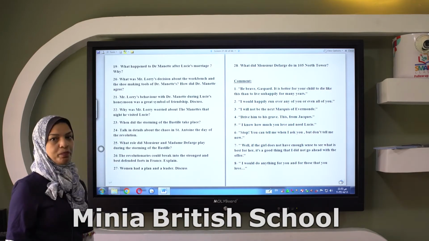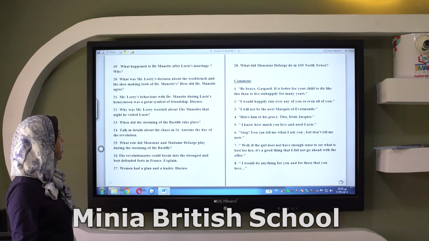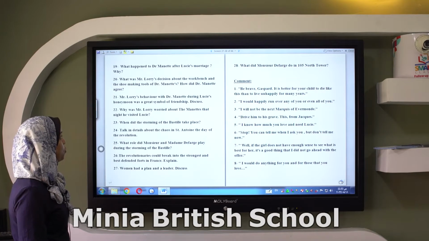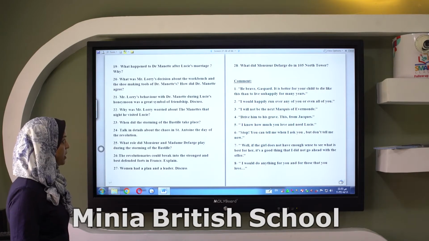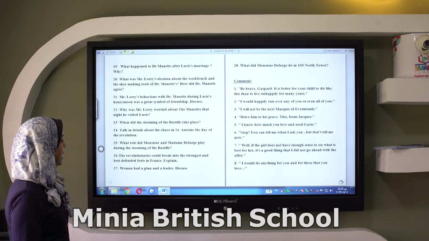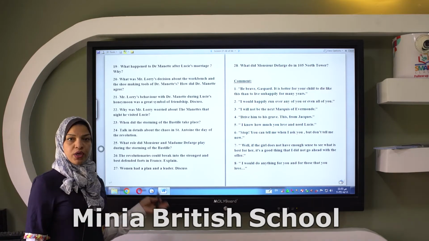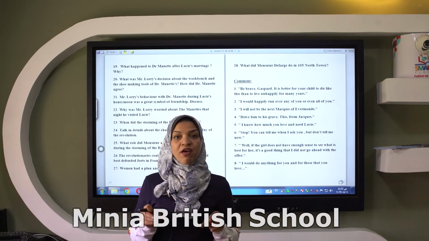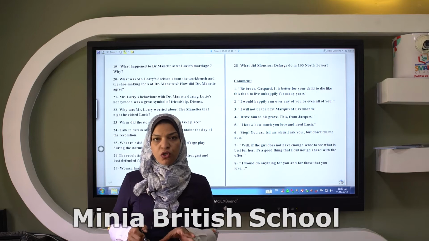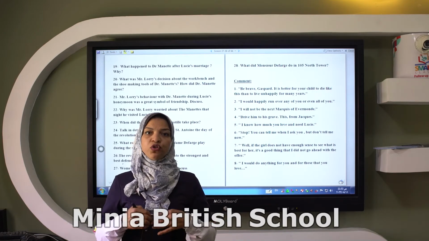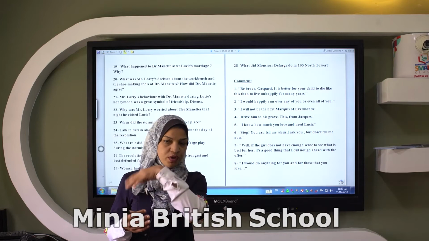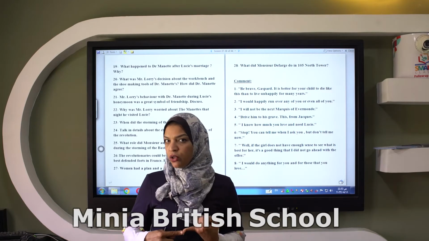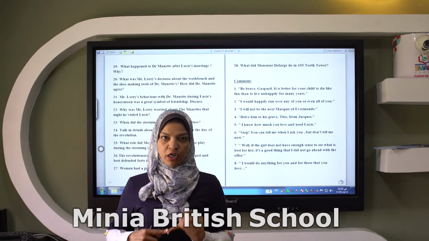Right here, we're dealing with Mr. Lowry's decision about the workbench and the shoemaking tools of Dr. Manette. How did Dr. Manette agree? At the beginning, we have to focus on Mr. Lowry being a good friend, because we have a theme of friendship here. Mr. Lowry was a good friend because of so many actions he did with Dr. Manette. First of all, he refused leaving him while Lucy was away spending her honeymoon.